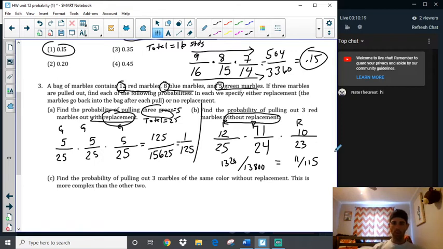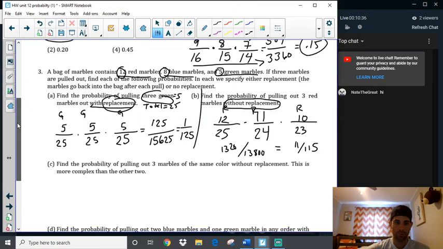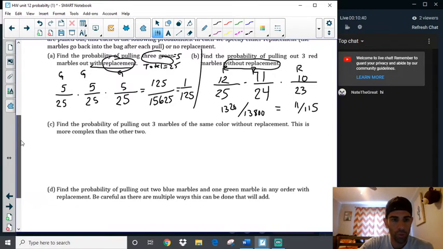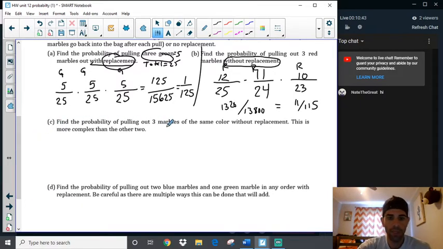And now, if you really quick want to look at the difference between the denominator in A and the denominator in B. The denominator in A was 15,625, where the denominator in B was 13,800. So by putting the marble back, there's a larger denominator, which means there are more possibilities, which makes it more difficult.